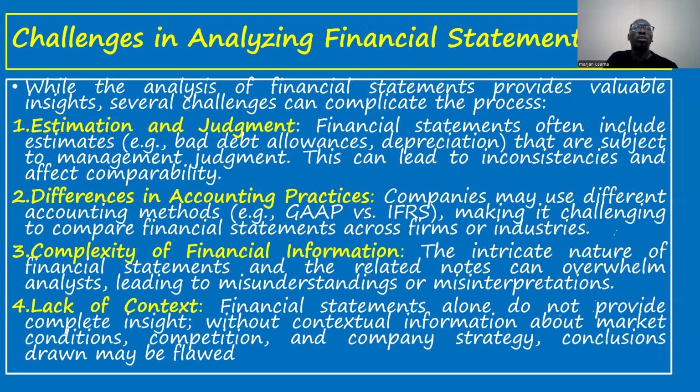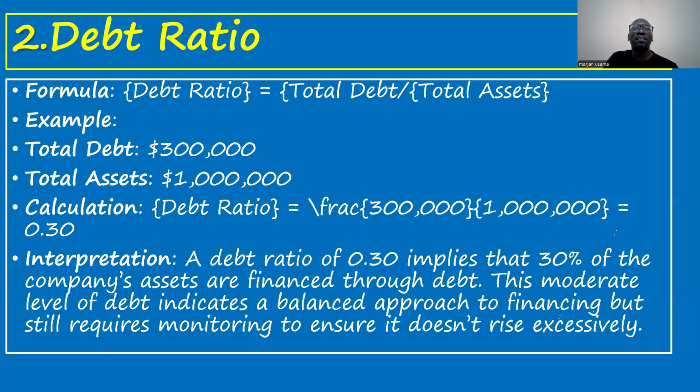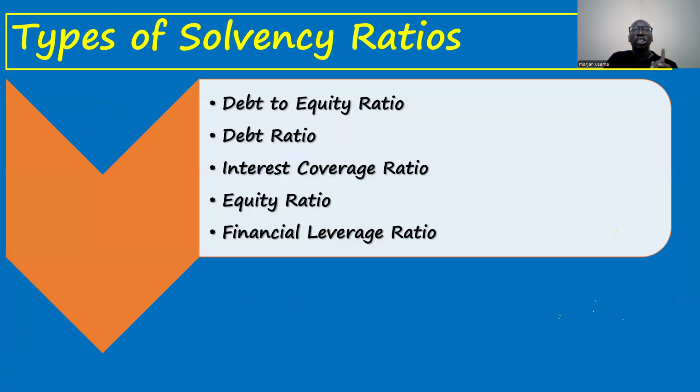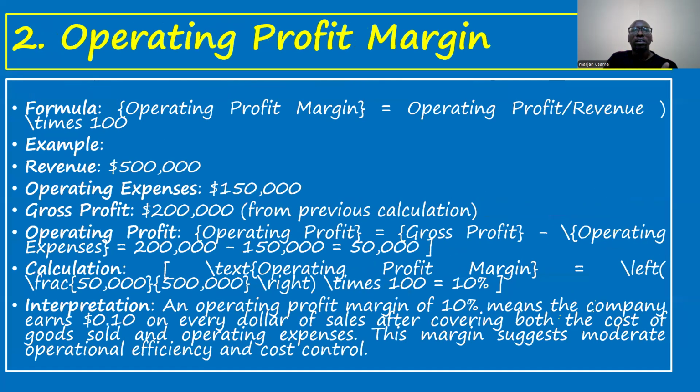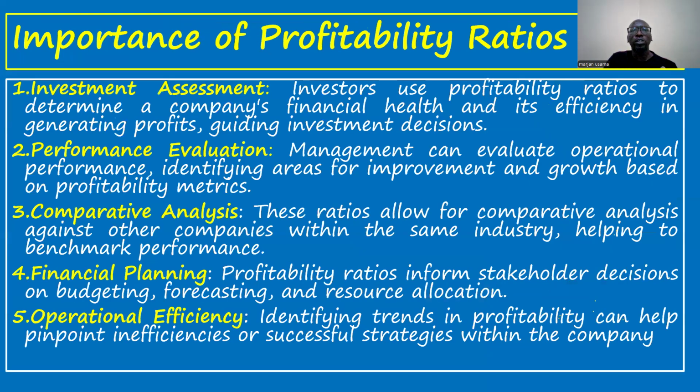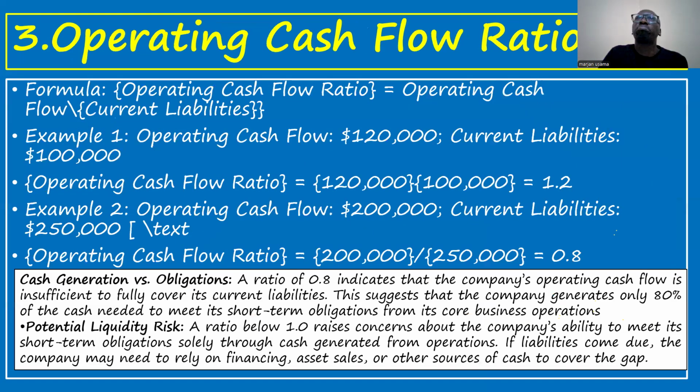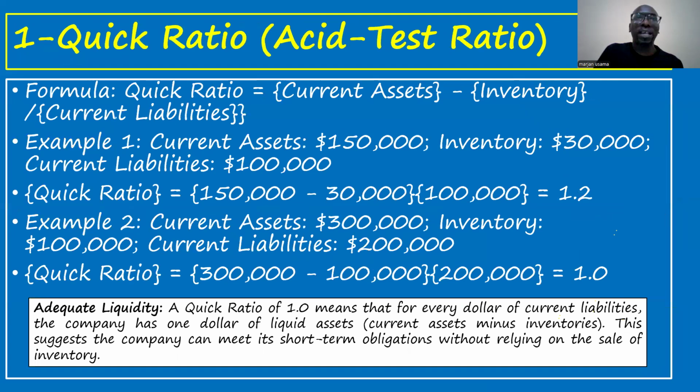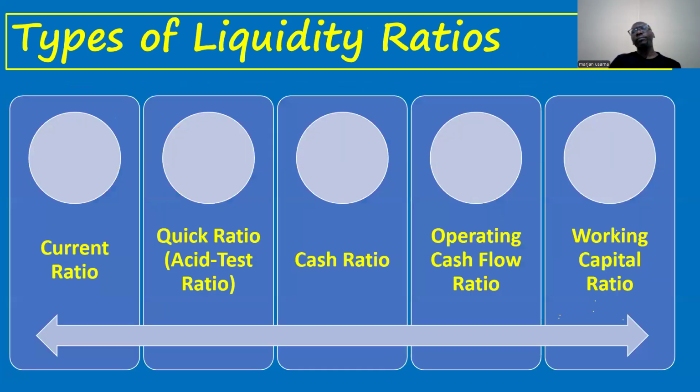So this is it. In your exam, you will find these three types of ratios: the solvency ratios, the profitability ratios, and the liquidity ratios. So that is what you will find in your final exam next week, Friday or Thursday, I'm not sure. So that is the end of this course, our business accounting course.